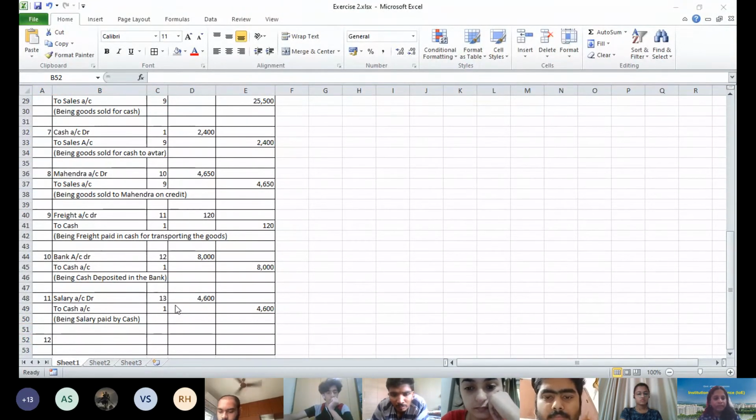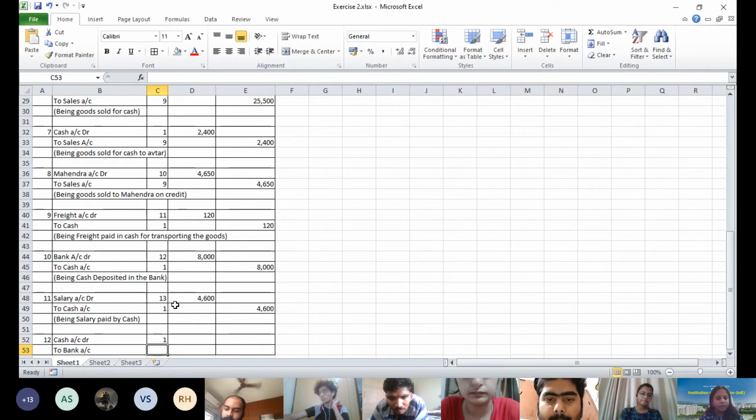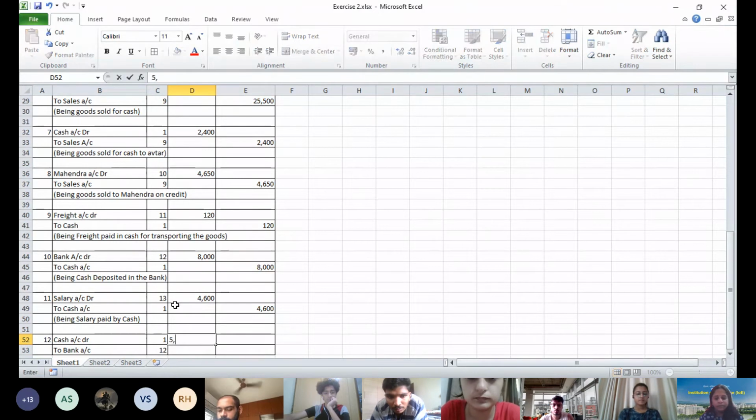12th entry. Withdrew from bank rupees 5,000 for office use. Again, cash and bank are there. Am I right? There are no drawings there. It is office use, so you cannot have drawings. So cash account debit, to bank account. How much is that transaction? 12. What is the amount? 5,000.